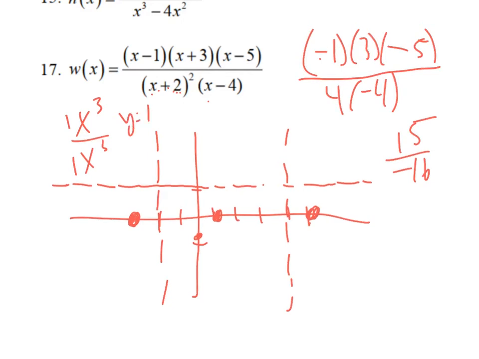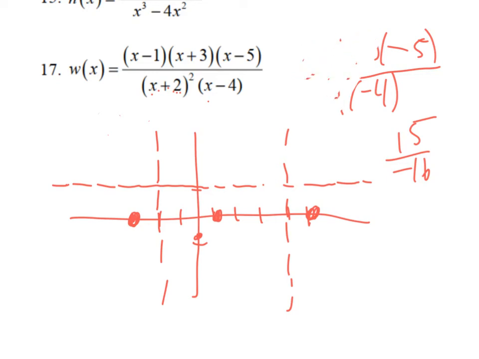Here, let me clean this up a little bit so I can finish doing my graphing. Alrighty, I think we're ready. I think we know all the zeros, we know the VAs, we know the HAs, we know the intercepts. I think we're ready to graph. Let's see.